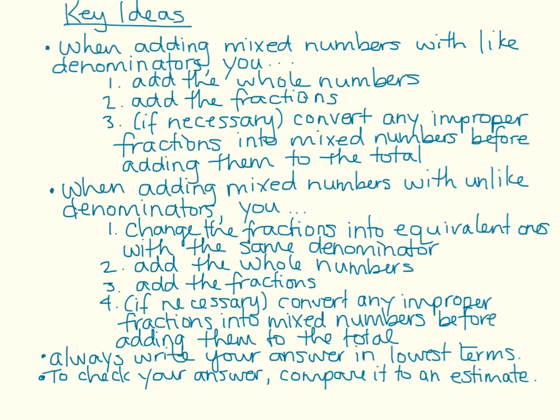When you're adding mixed numbers with unlike denominators, you do the same basic steps, but before that you need to change the fractions into ones that have a common denominator. When you've done that, add the whole numbers, add the fractions, convert any improper fractions if necessary. Always remember to write your answer in lowest terms, and in order to check your answer, compare it to an estimate. Copy this down and do your communicate the ideas, please.